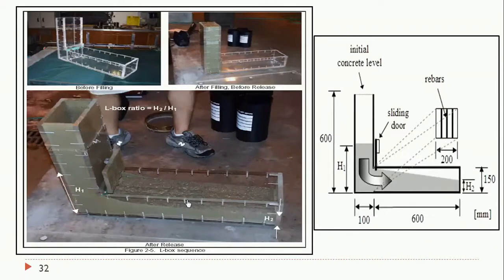Once it reaches the horizontal section, the height of the concrete is measured as H2, and similarly H1 is also measured in the vertical section. If you see the diagram, you will get to know how to measure H1 and H2. The ratio of that gives the passing ability of the concrete. It should be in the range of 0.8 to 1.